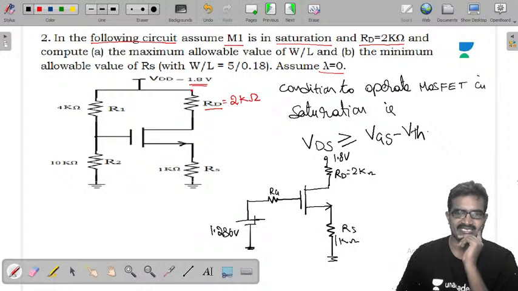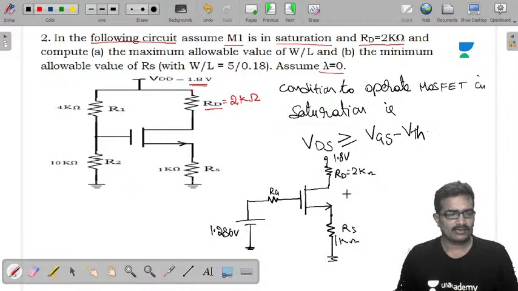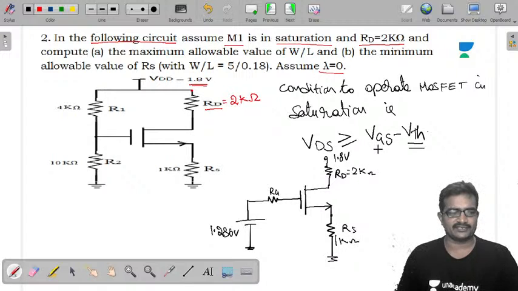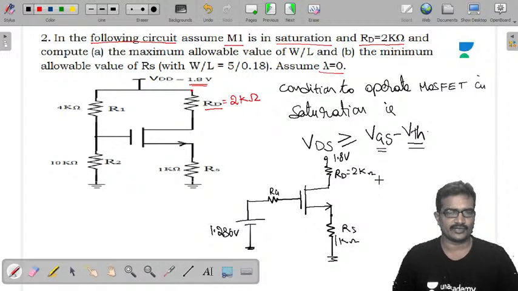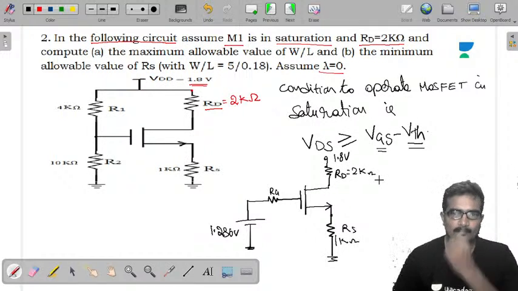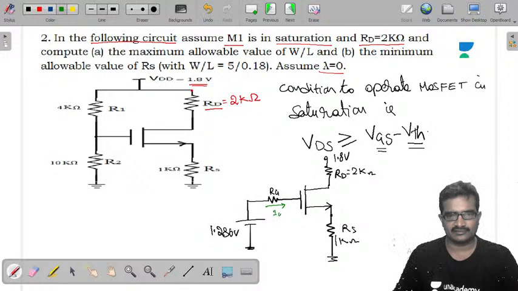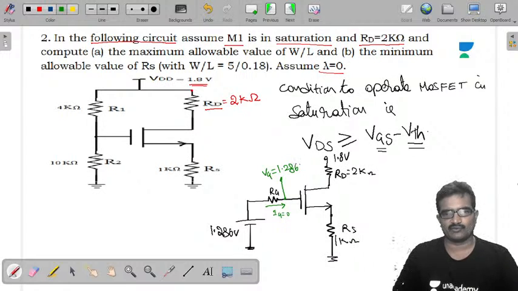And VGS. So in the previous case, we already solved it. VTH they gave as 0.5, and we need to get the VGS value. So for that, follow the same procedure. This is gate current 0. This is gate voltage 1.286 volts. This is also the drain current. Voltage at source is ID into 1K.